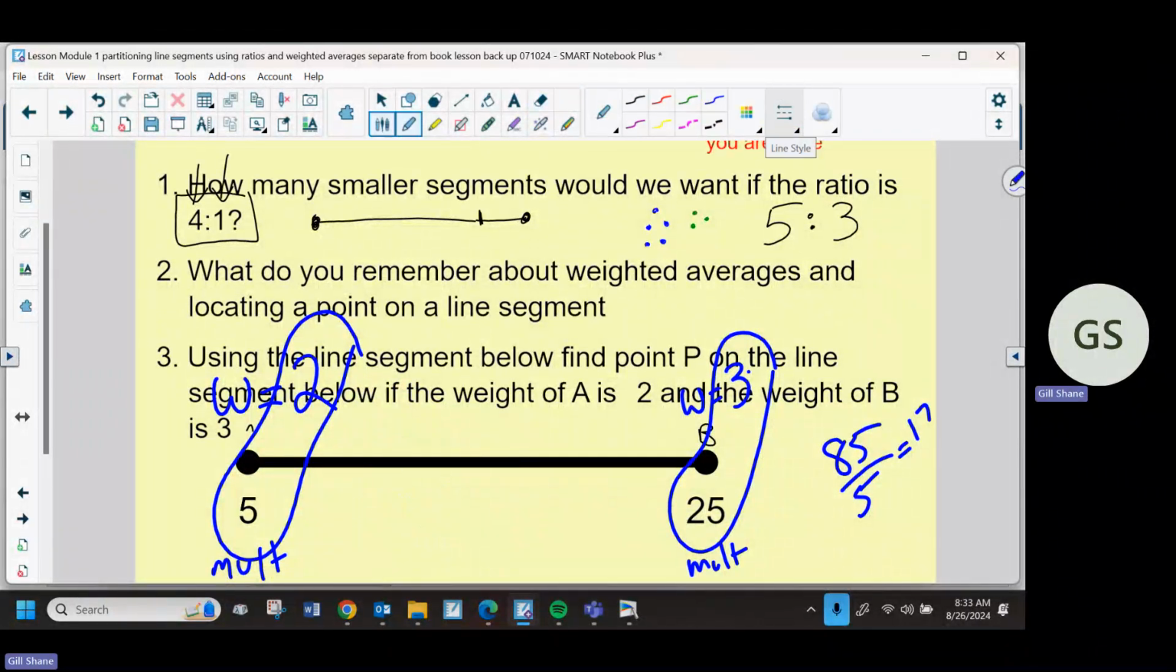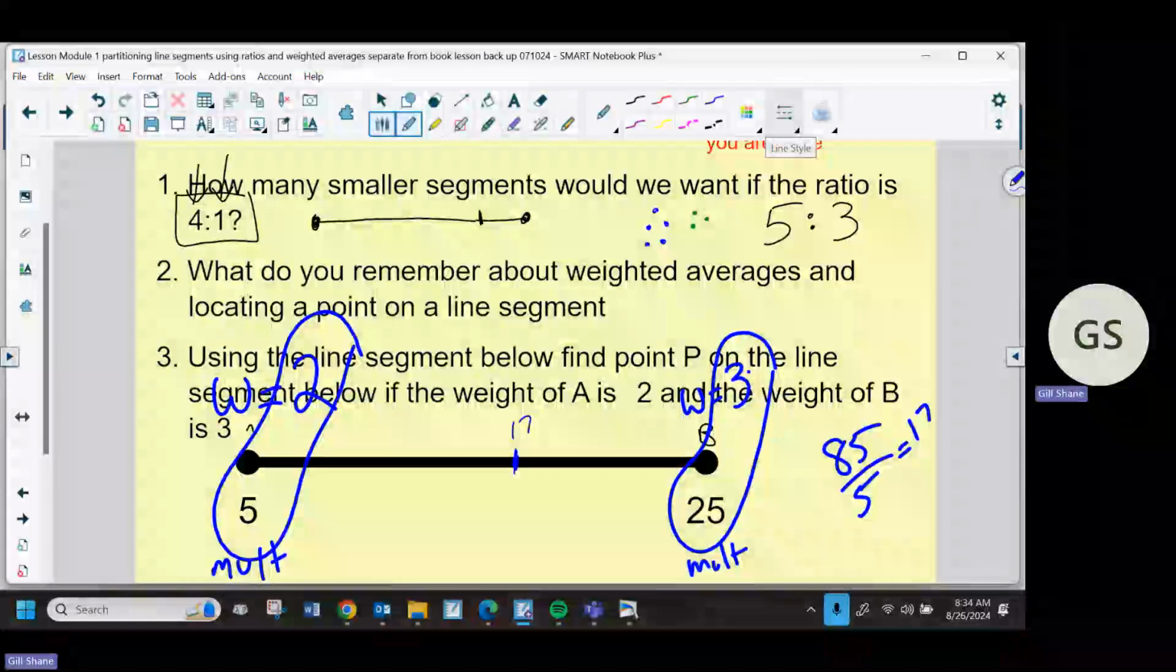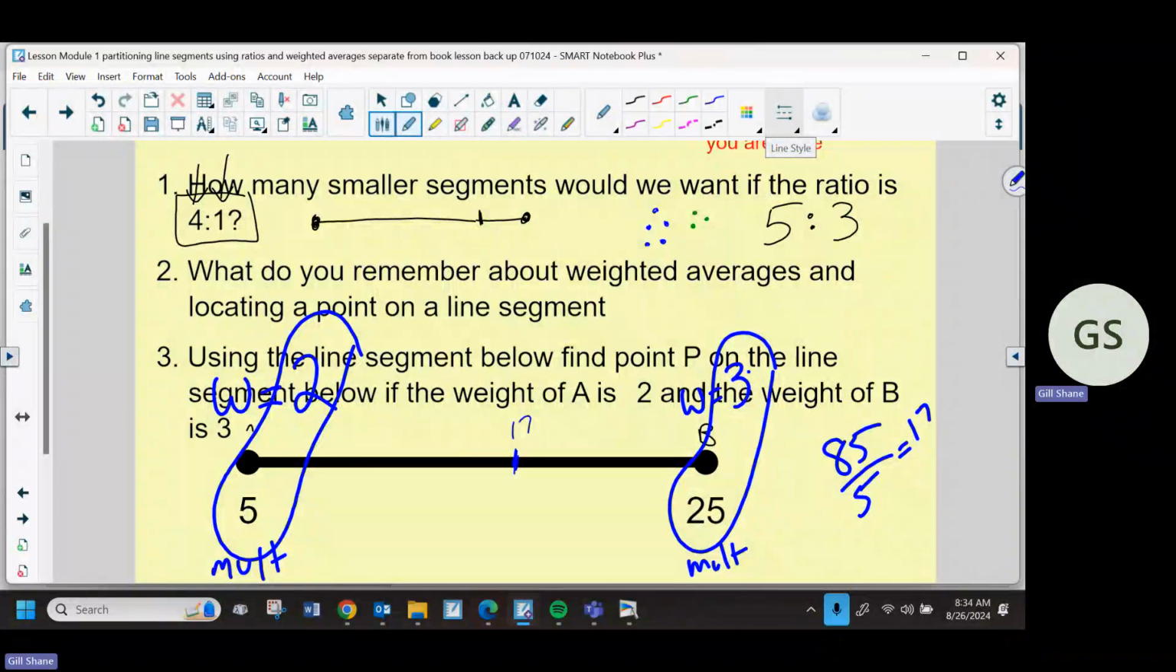So 17. So again, what would the midpoint be in that? If 5 and 25 are my endpoints, what's the midpoint? 15 would be right in the middle. It's 10 away from 5, it's 10 away from 25. Well, 3 is obviously heavier than 2. So 17 makes sense. It makes sense that we would be a little bit right of the middle because we have a heavier point on the right.